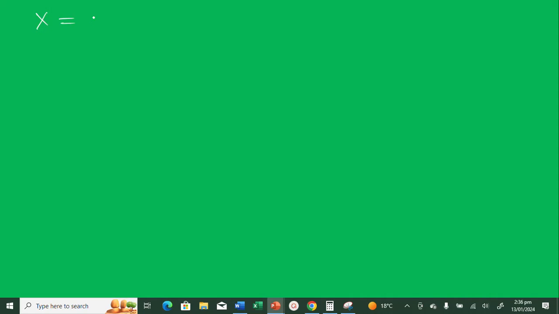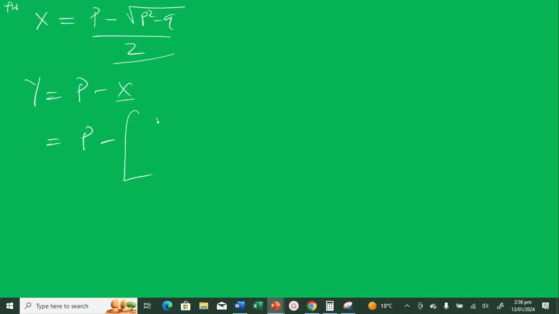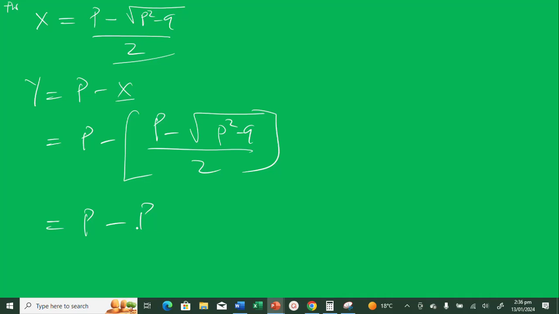That means if x is equal to this, now for x equal to p minus the square root of p square minus q all over 2, you now have your y using equation 3. You have y equal to p minus x. If you substitute that, p minus x, this is your x, you now have p minus the square root of p square minus q all over 2 will give you p minus p.